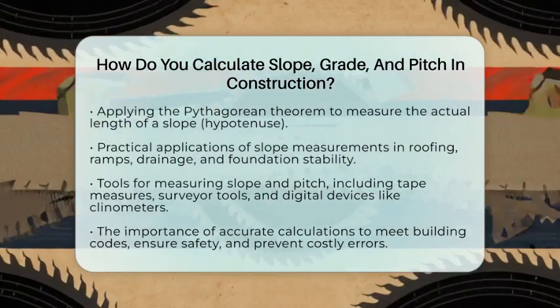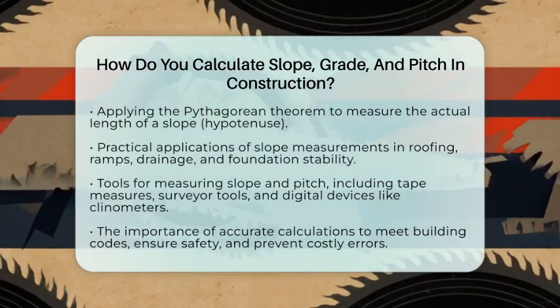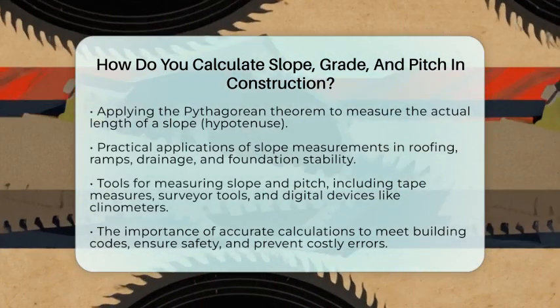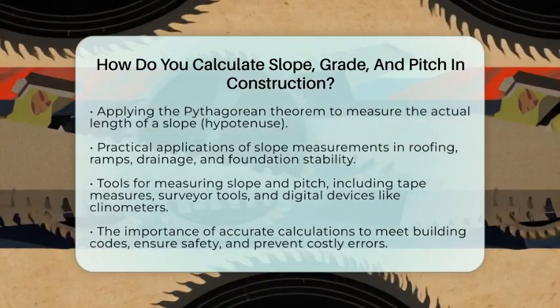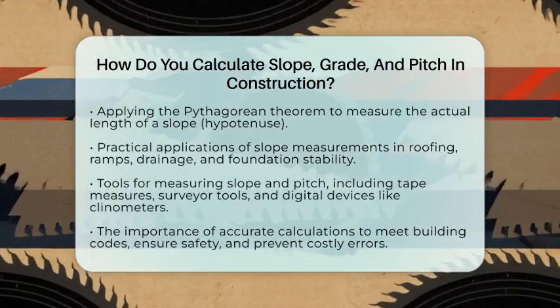To measure these values, use a tape measure for rise and run, surveyor tools like leveling rods or transits for elevation changes, or digital devices such as clinometers or smartphones with sensors for quick angle readings.